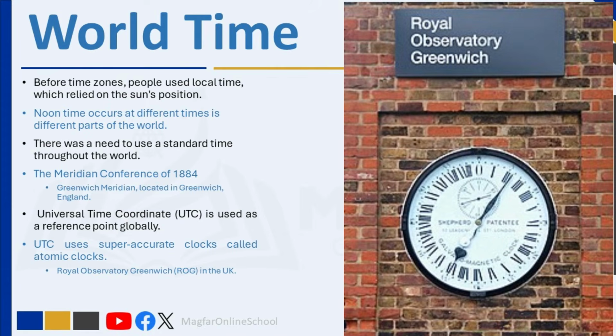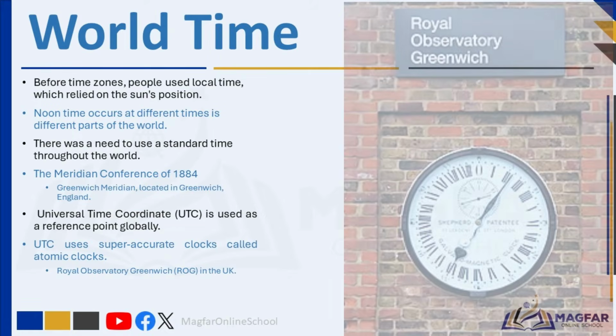These atomic clocks are housed by national timekeeping institutions in various countries. Some of the major institutions include the Royal Observatory Greenwich in the UK.